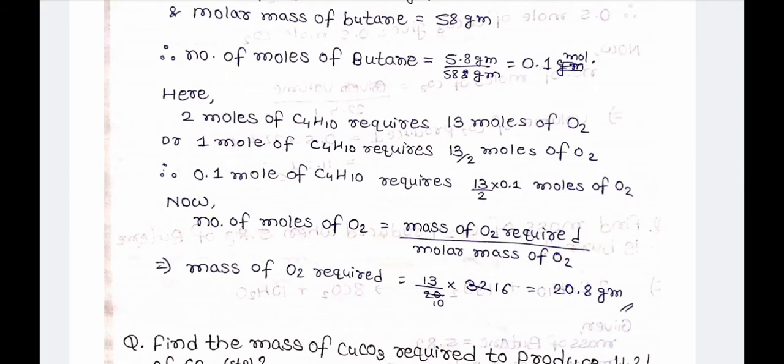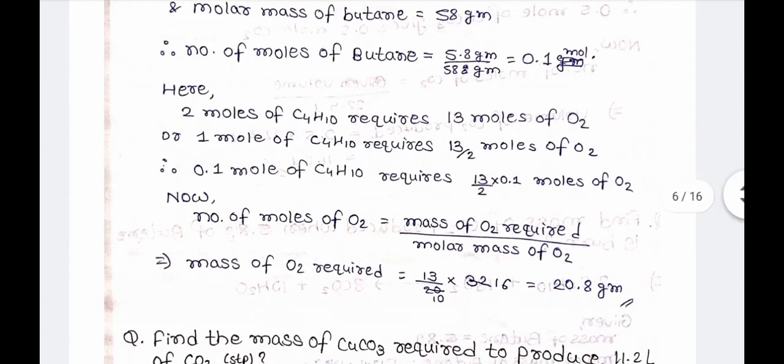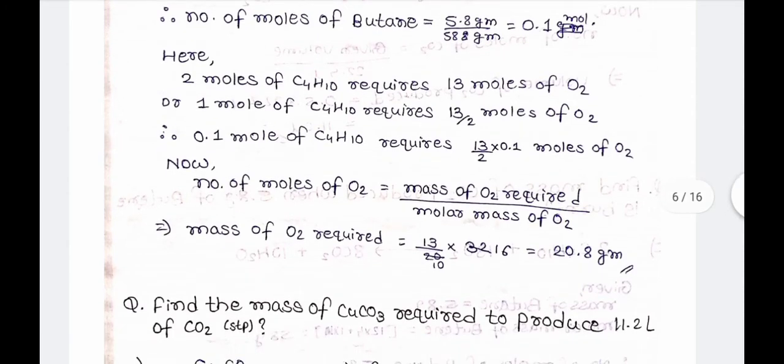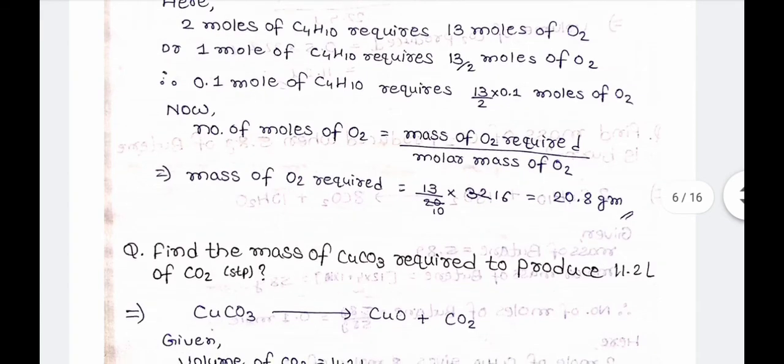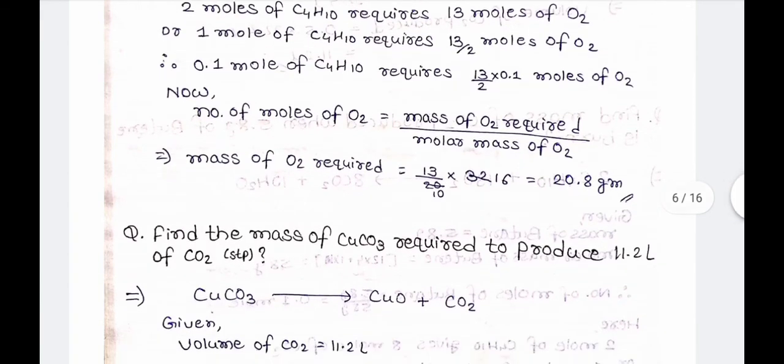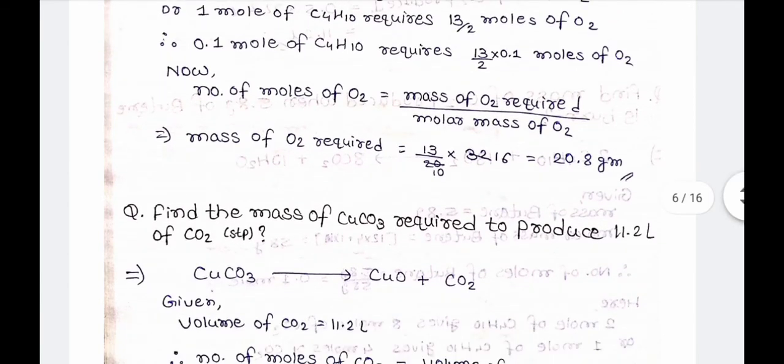Here 2 moles of C4H10 require 13 moles of O2, or 1 mole of C4H10 requires 13 by 2 moles of O2. Therefore 0.1 moles of C4H10 requires 13 by 2 into 0.1 moles of O2. Now number of moles of O2 is equal to mass of O2 required divided by molar mass of O2. This implies the mass of O2 required is equal to 13 by 20 into 32, which is equal to 20.8 gram.